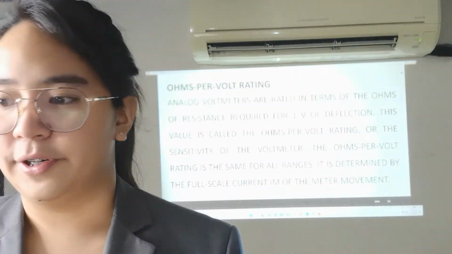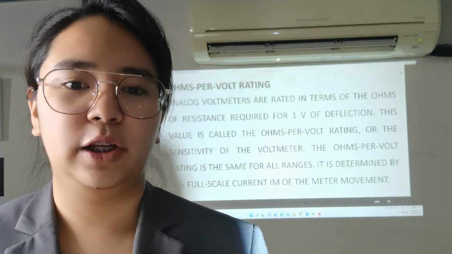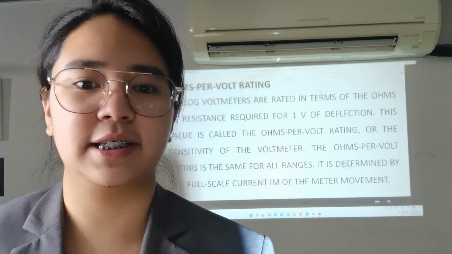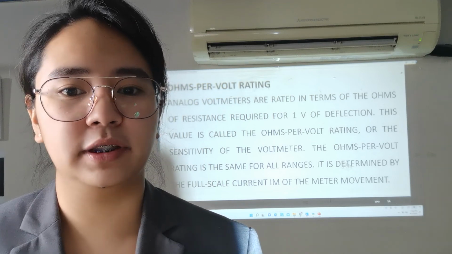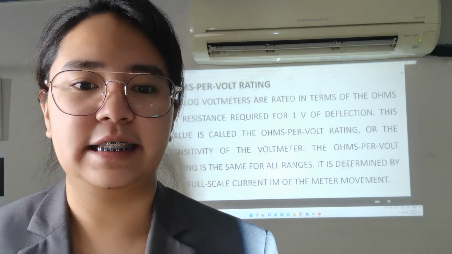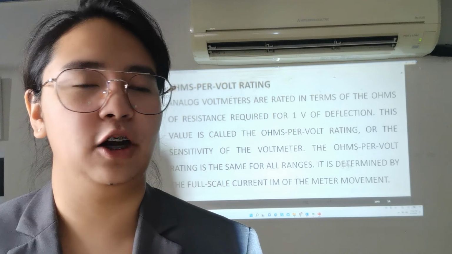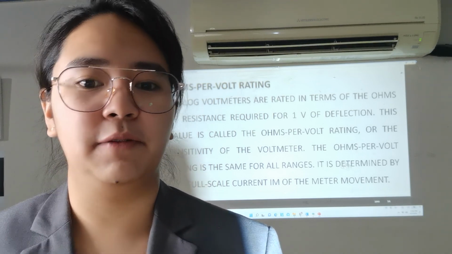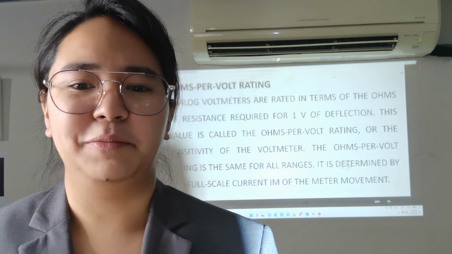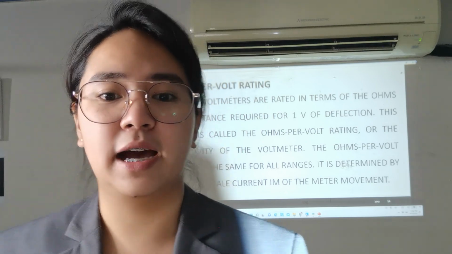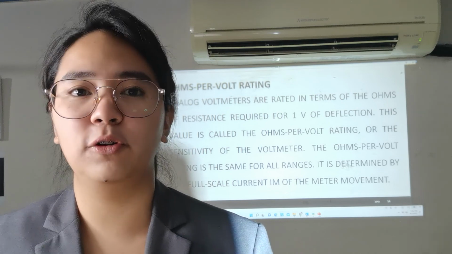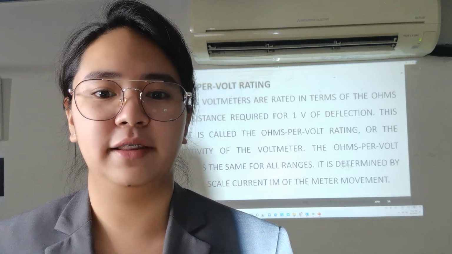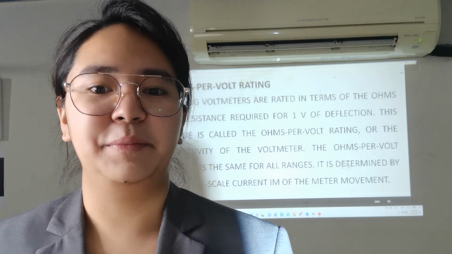Ohms per volt rating. Analog voltmeters are rated in terms of ohms of resistance required for one volt of deflection. This value is called the ohms per volt rating, or the sensitivity of the voltmeter. The ohms per volt rating is the same for all ranges. It is determined by the full scale current of the meter movement.